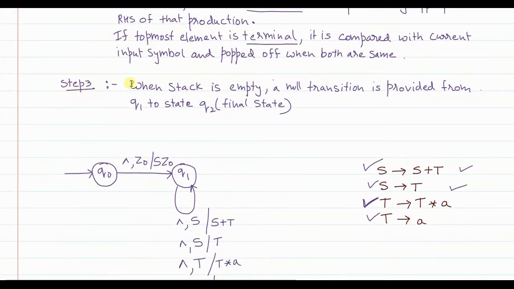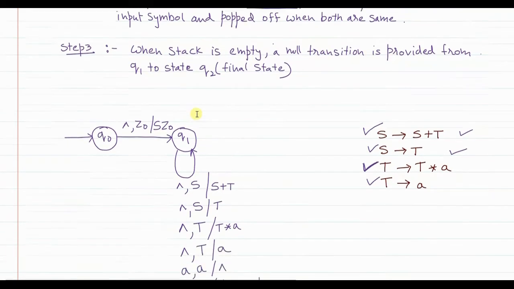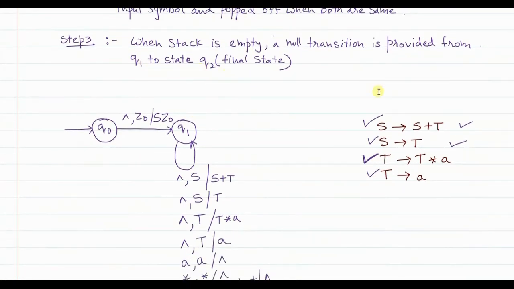Step number 3, when the stack is empty, a null transition is provided from state Q1 to Q2, that is, to the final state. So I said the PDA will have 3 states. Q2 will always be the final state. Okay, the third state Q2 will always be the final state.